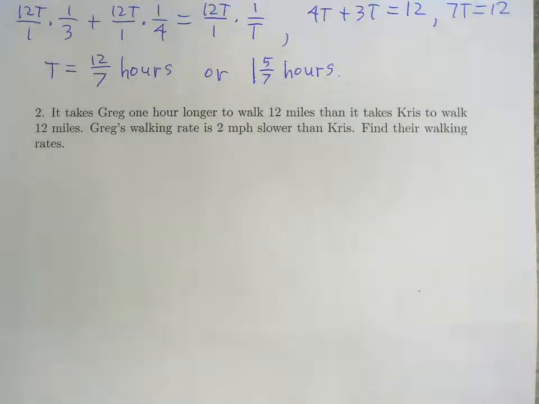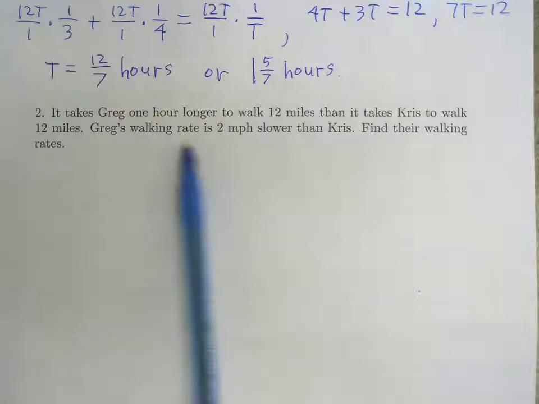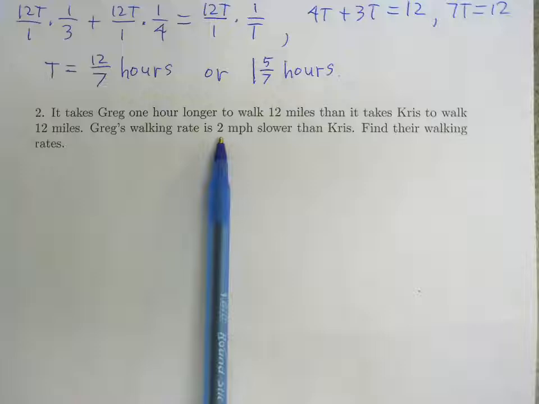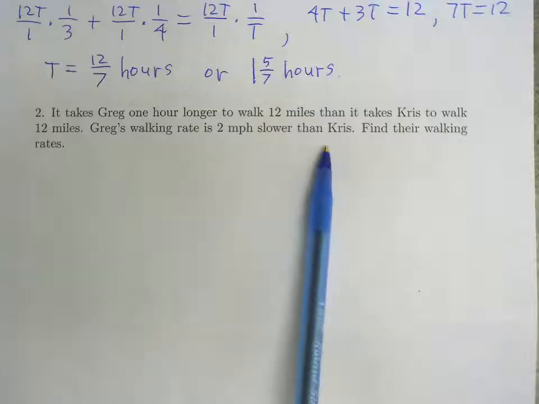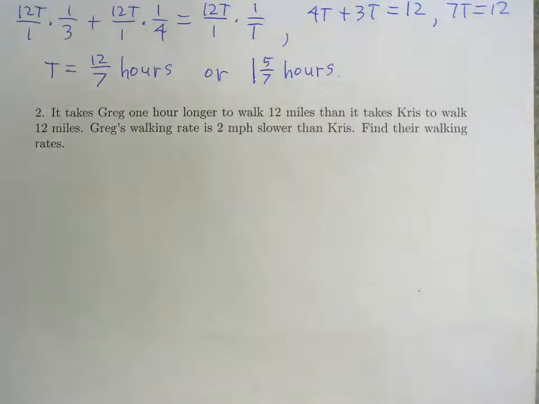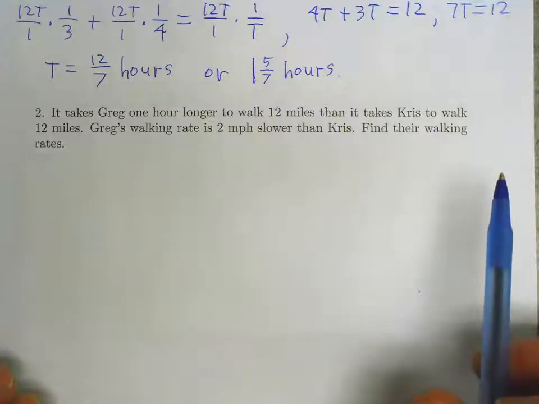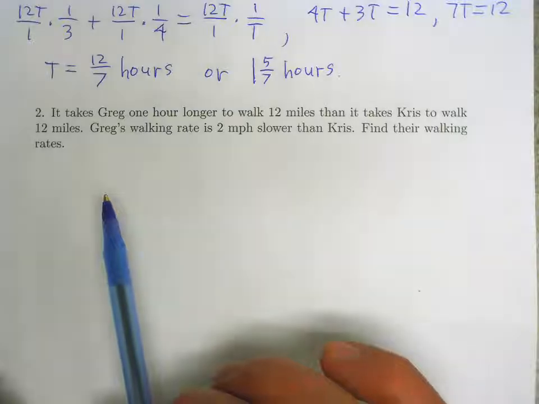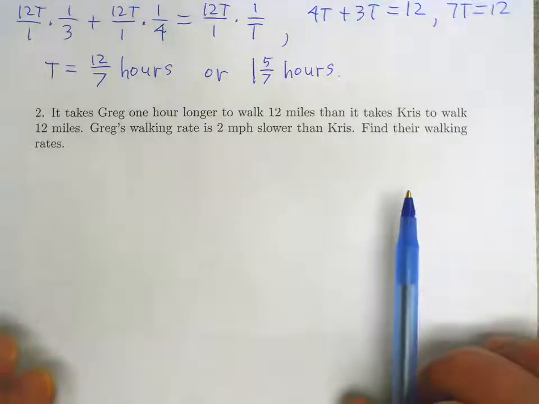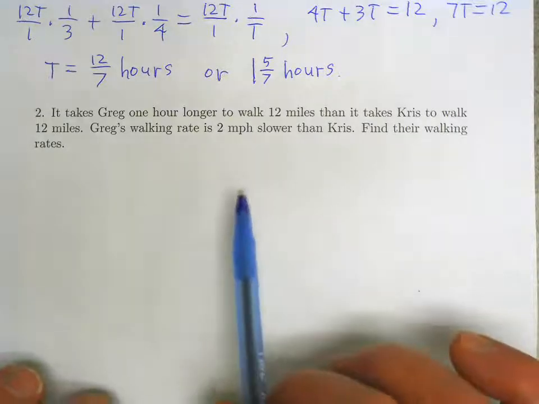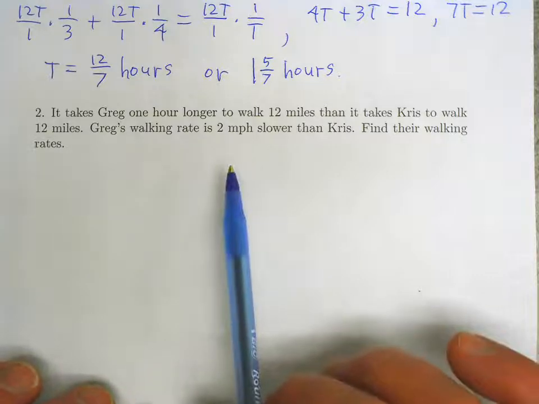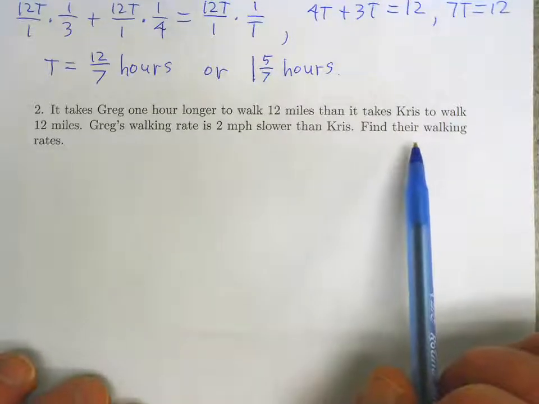So we have distance described and time, and rates are also described. Greg's walking rate is 2 miles per hour slower than Chris. So the equation needed for this problem is rate times time equals distance. Okay, so we'll write down an equation of that form for Greg and also for Chris, and then we'll incorporate the required information. We're supposed to find their walking rates.